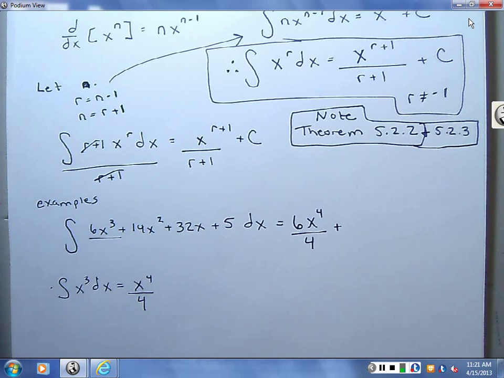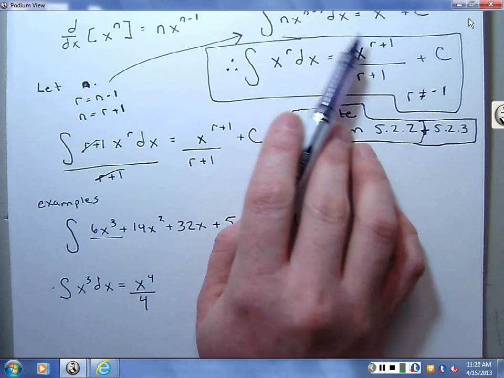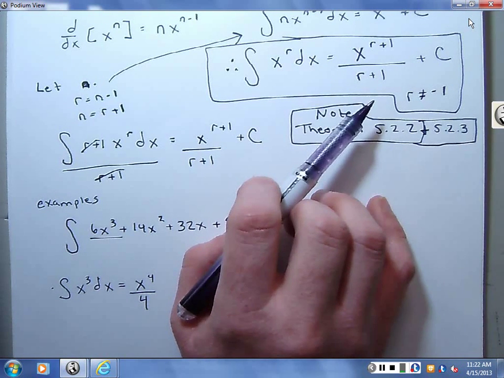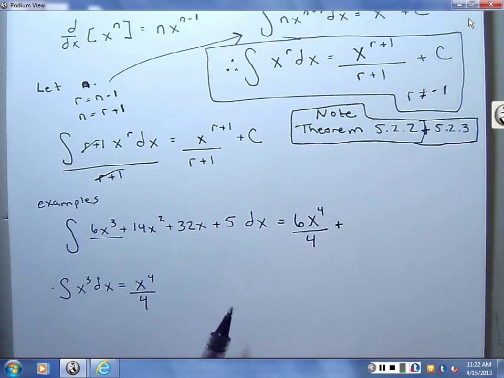So then looking at those theorems, I can do more complicated ones with that constant. I just leave that constant alone, deal with it later. And I only have to look at the power of x, as long as the power of x is not minus 1. Because if the power of x is minus 1, I would have an issue. And we'll talk about that specific case after we do some polynomial examples.